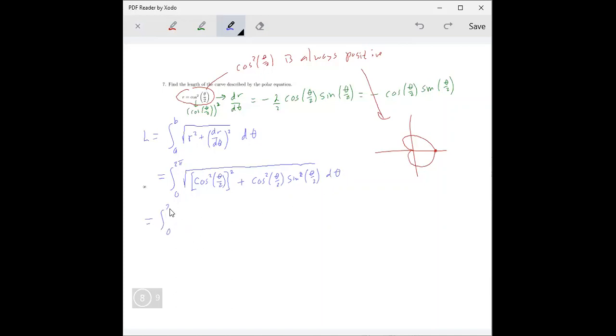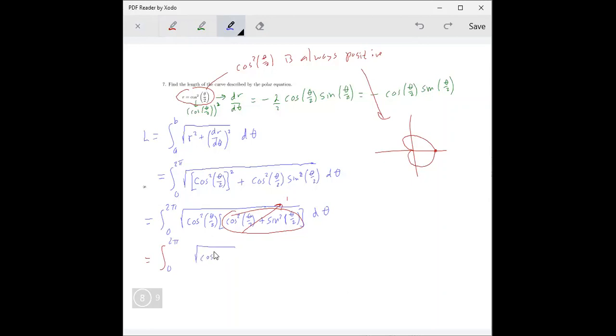Then what I'm going to do next is, out of this expression that's inside the radical, I'm going to factor a cosine squared out. And when I do that, I have a cosine squared θ over 2 from here, plus sine squared θ over 2. That's pretty convenient because now this right here just reduces to 1, so you can just ignore it. So we have this right here.